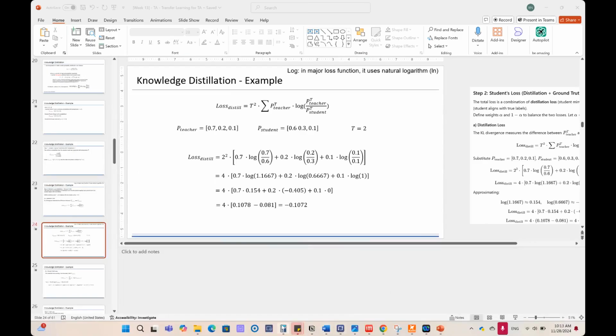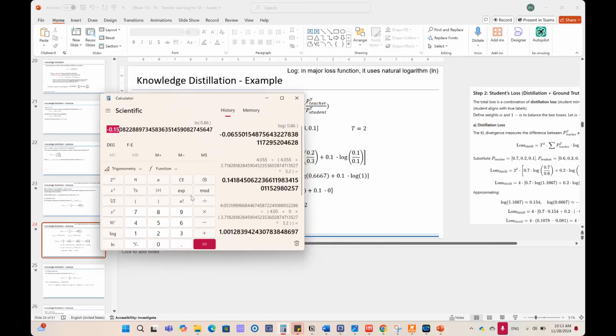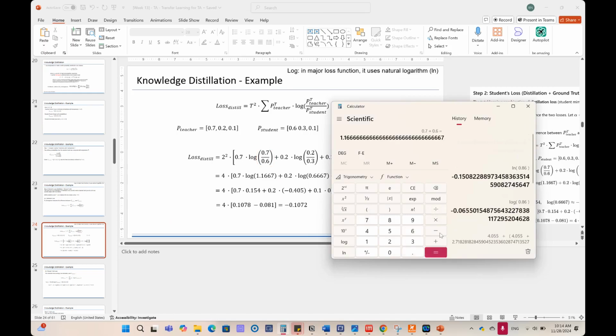So you can use the calculator, the same as before. In the formula you can see that it is using the log function, but in the major loss function, it uses the natural logarithm. So if it is log here, 0.7 divided by 0.6, we have the value 1.1667.